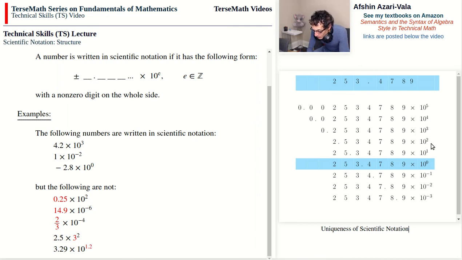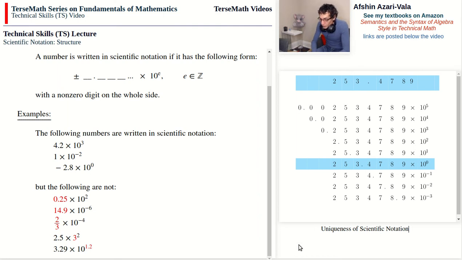Now, all of these numbers refer to the same amount, and the question is, if we work on a problem and the final answer is this number, what format do we use? Somebody may write the final answer in this way, another person may choose to write it in this way, another person in this way.